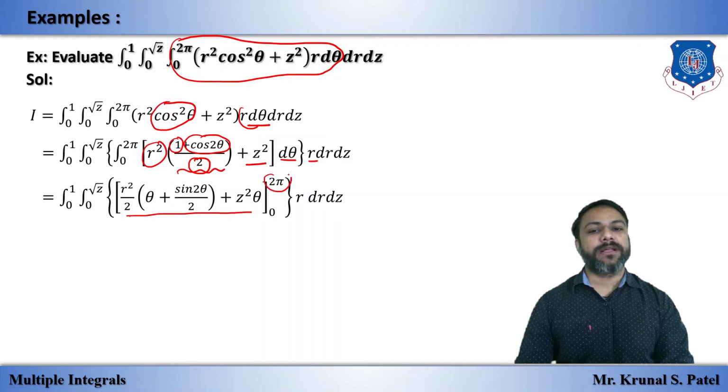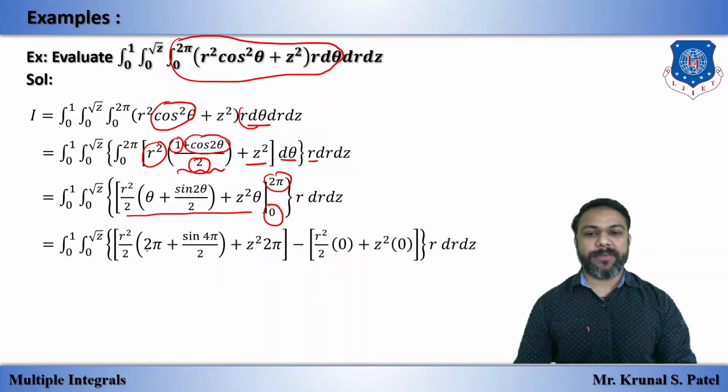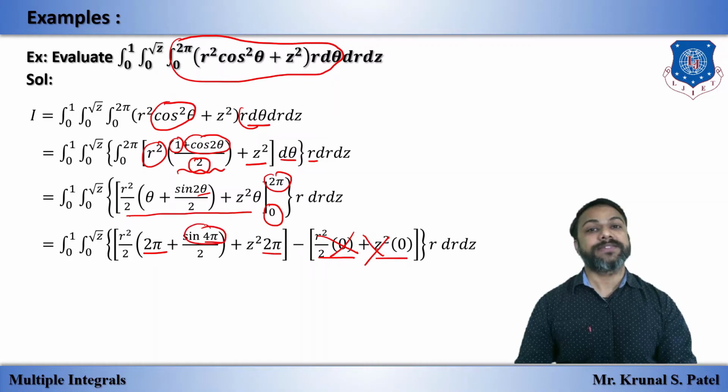Now upper limit minus lower limit. If we put 2 pi in the place of theta, we have upper limit, this 2 pi. If we put 2 pi here, then 4 pi and 2 pi here. Now if we put 0, sin 0 is 0, and this is 0. So 0, 0. So this term will be 0. Now we know that sin 4 pi is 0. Yes. So this term also 0.